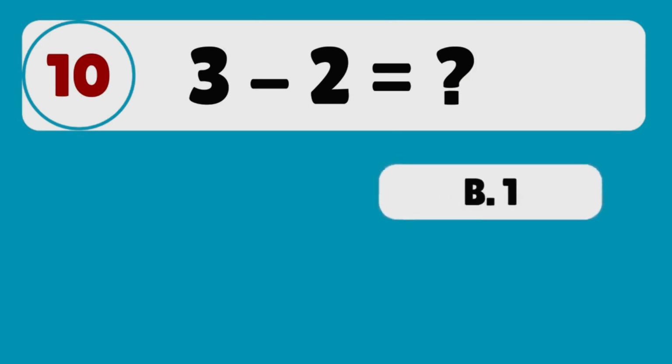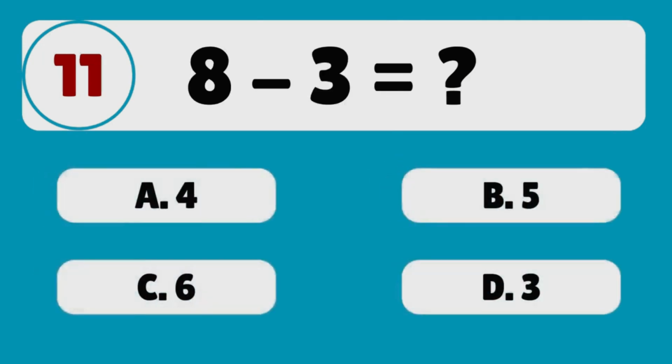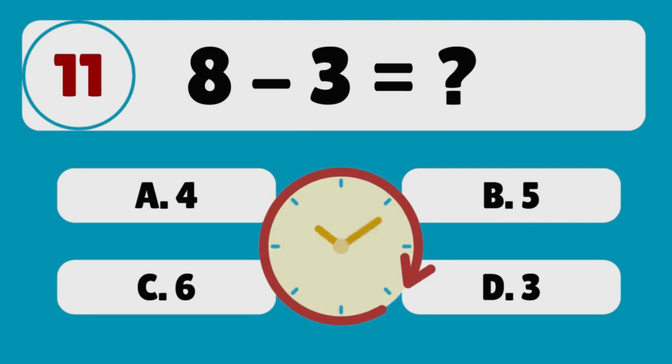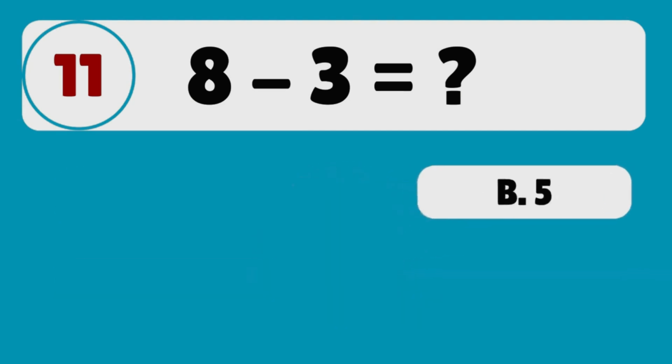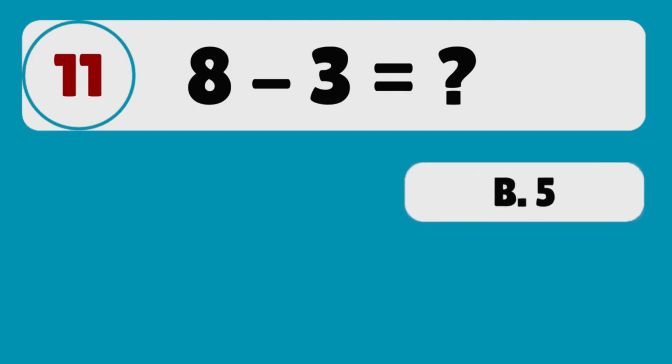Well done! Question 11. What is 8 minus 3? The answer is B. 8 minus 3 is equal to 5.